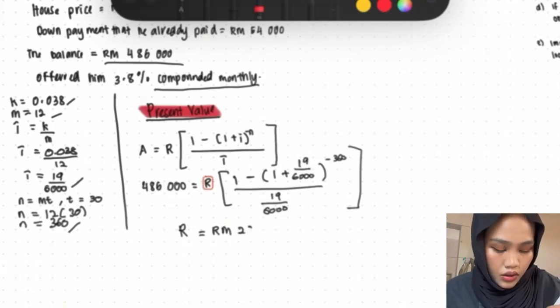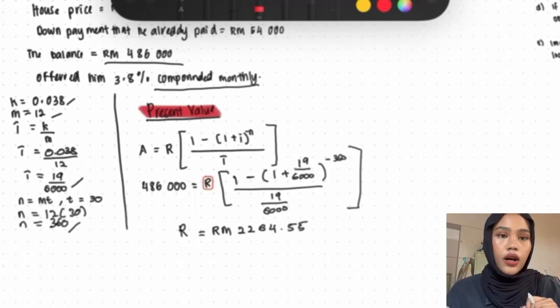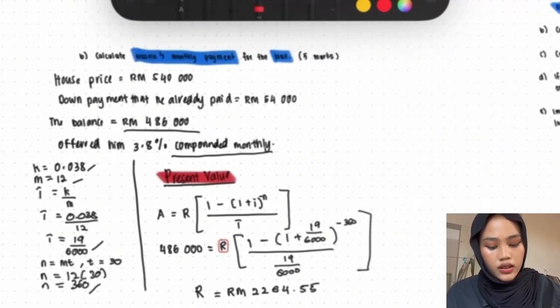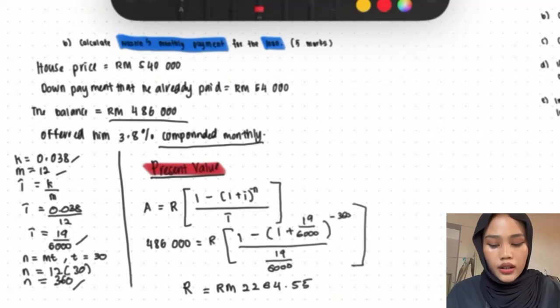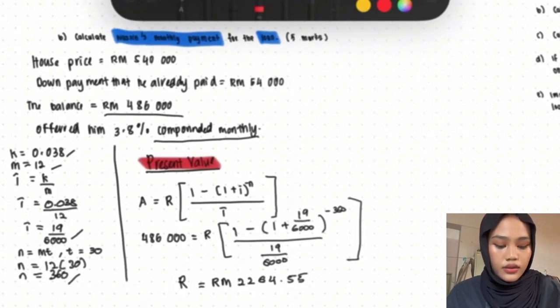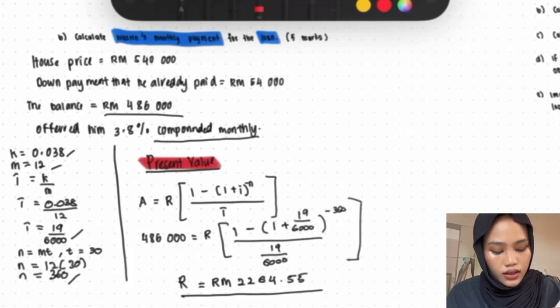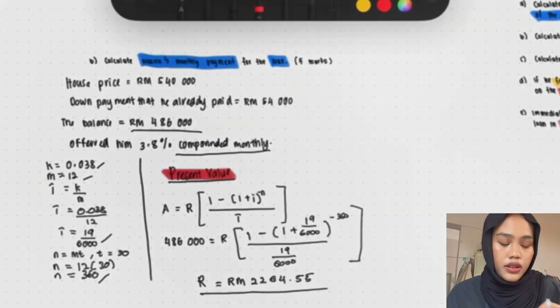RM 2,264.55. So this is our R. So this is how much Nazreen needs to pay to the bank for his housing loan. So this is our annuity.